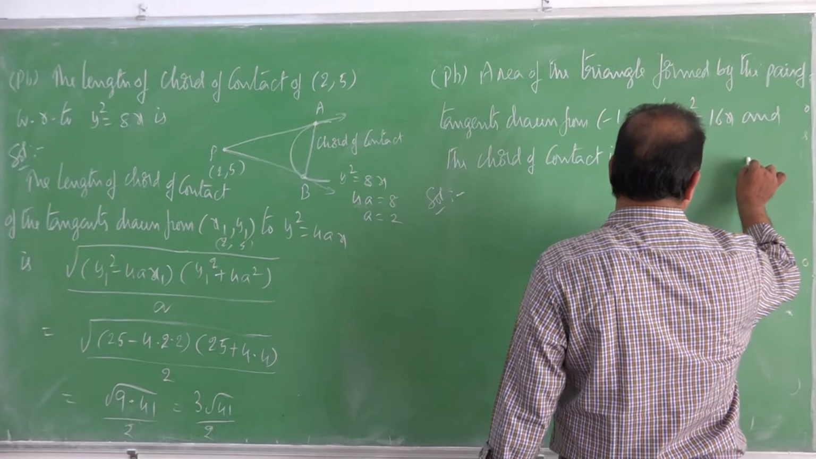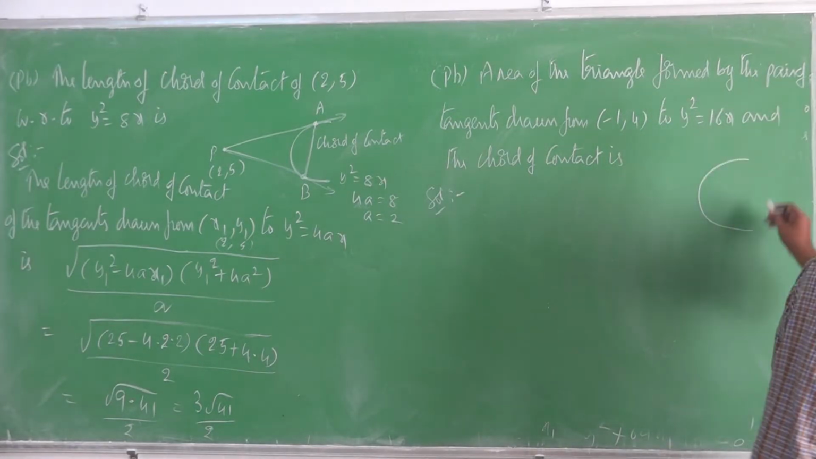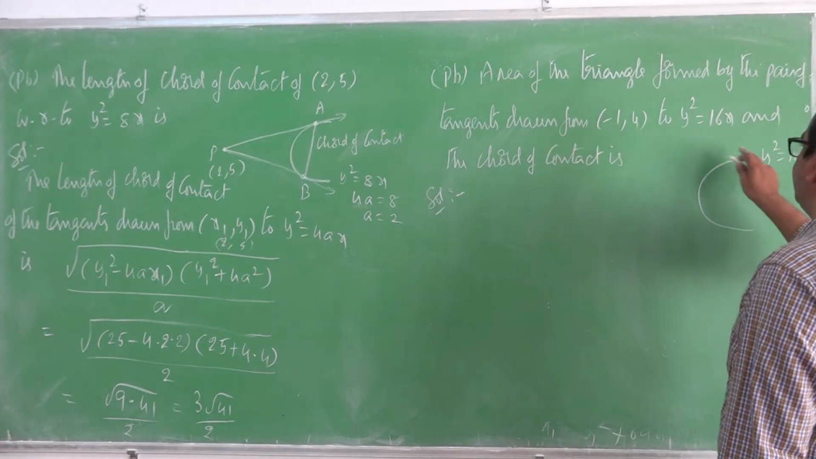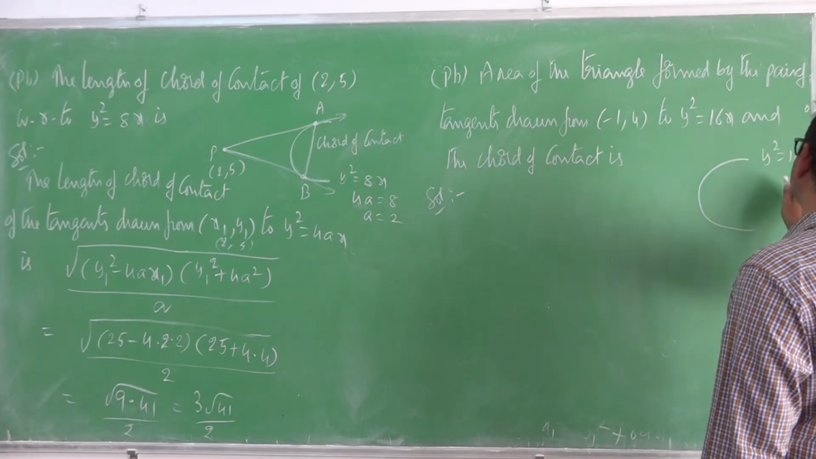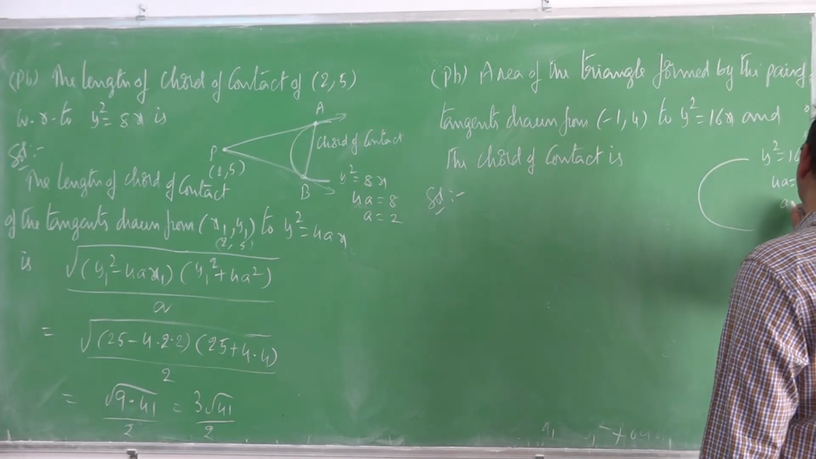See what is the given parabola here. Y square is equal to 16x. It is in the form of y square is equal to 4ax. 4a is equal to 16. So a is equal to 4.